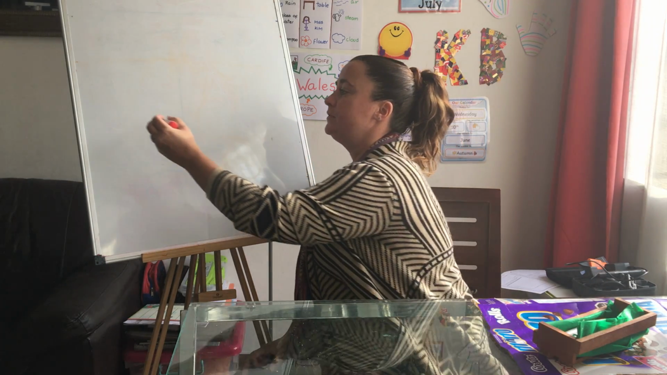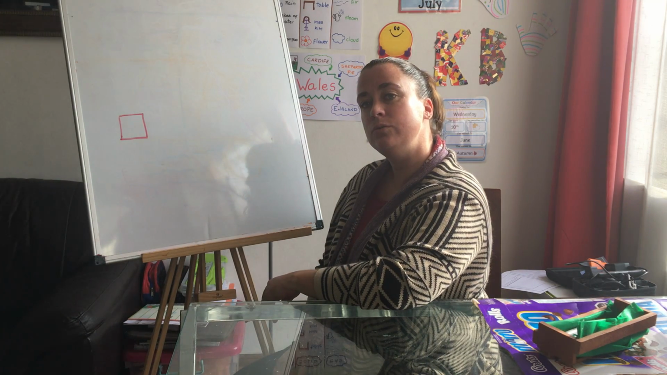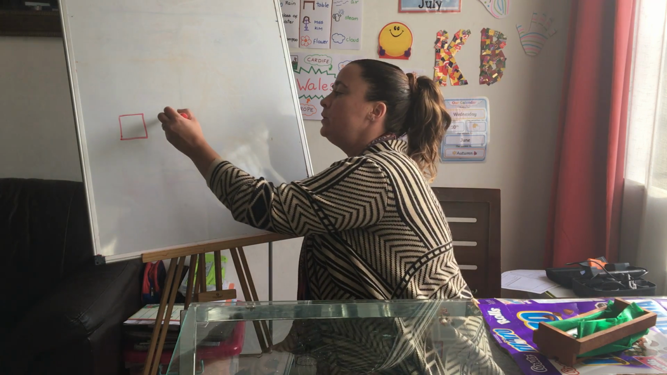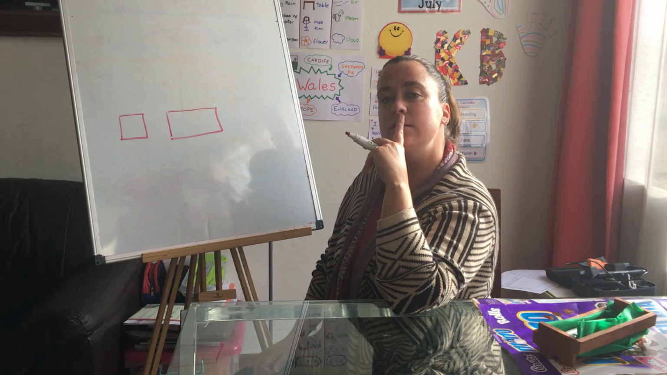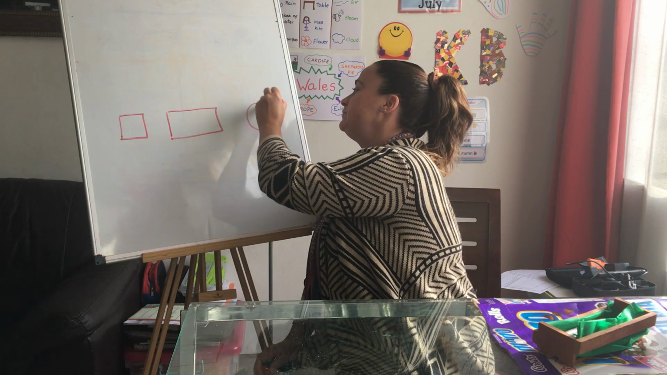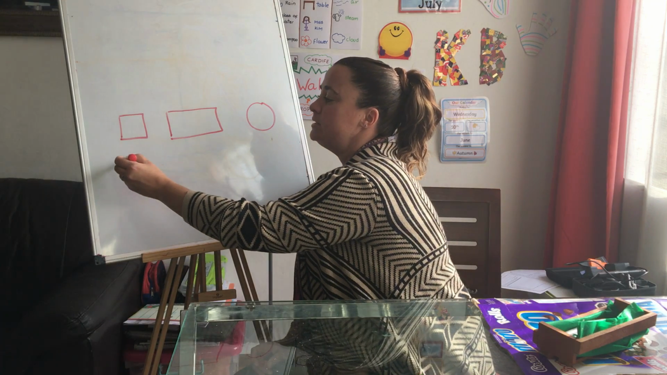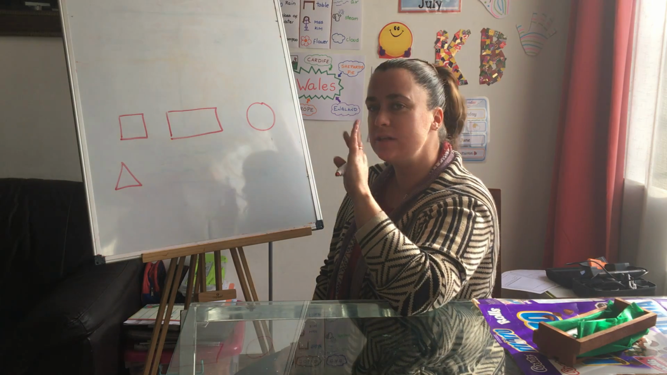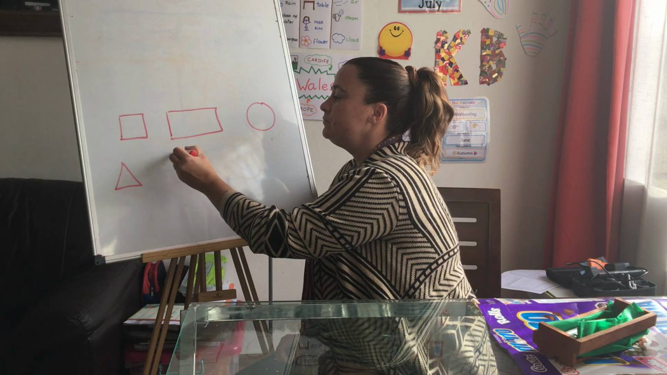For example, this one. What shape is it? It's a square, well done. What about this one? These are the easy ones still. A rectangle. What about this one? Circle, good one. What about this one? We're still in the easy ones, so don't think this is just up to here. Triangle, good one. What about this one?